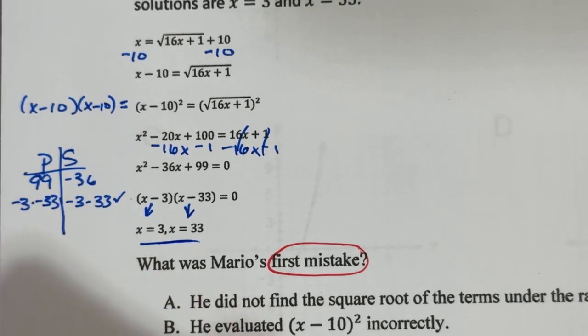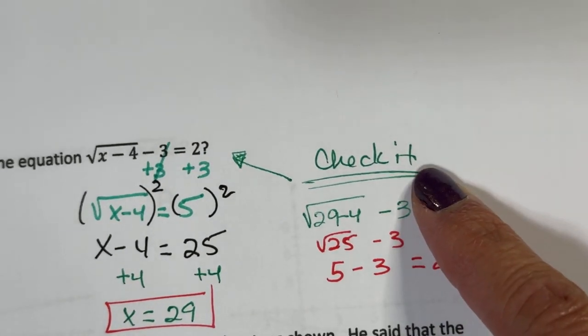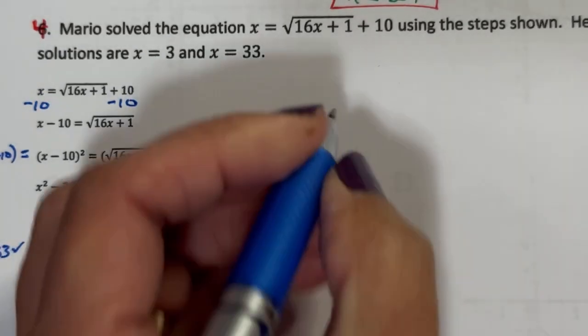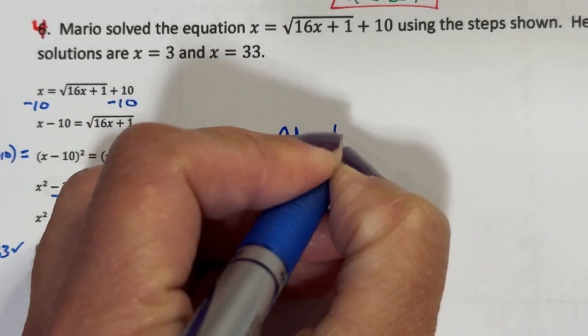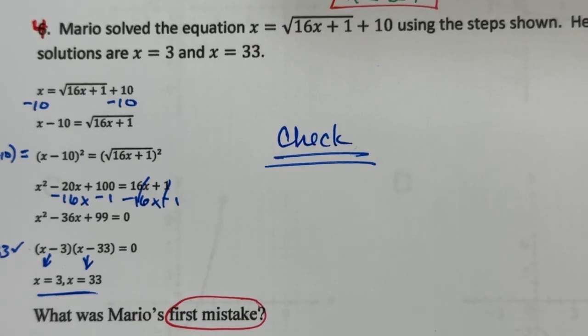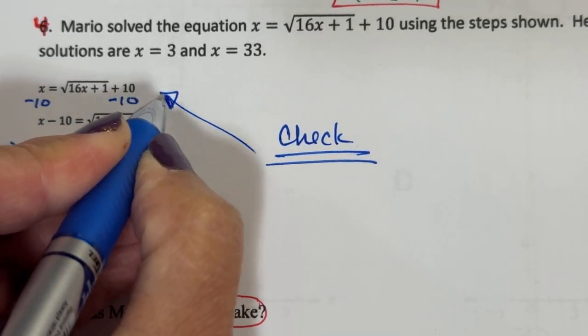All right, so these are the solutions he got, but it says that he made a mistake, and so far there aren't any mistakes. What did he forget to do, guys? He didn't check it. He didn't check for extraneous solutions. So when we check it, that means we plug it back in to the original equation.